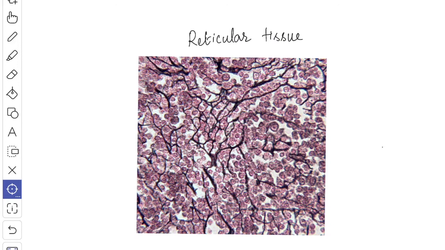Next, we'll see about the reticular tissue. It is a loose connective tissue made up of reticular fibers. In the lymph nodes and the glands, these fibers form the supporting network for the cells. In the bone marrow, spleen and lymph nodes, the reticular network is closely associated with reticular cells, and most of these cells are fibroblasts, but some may be macrophages.